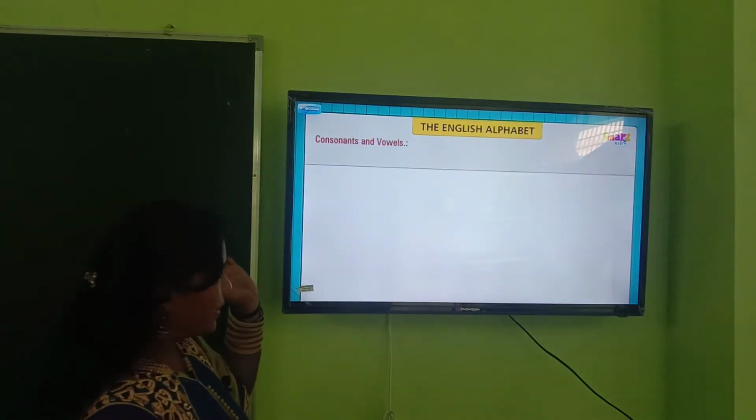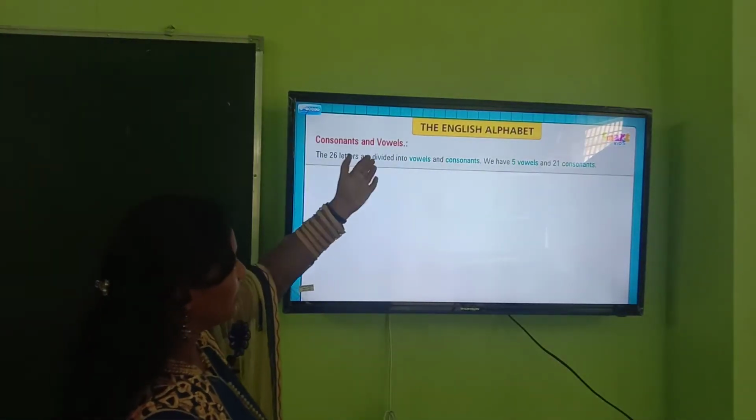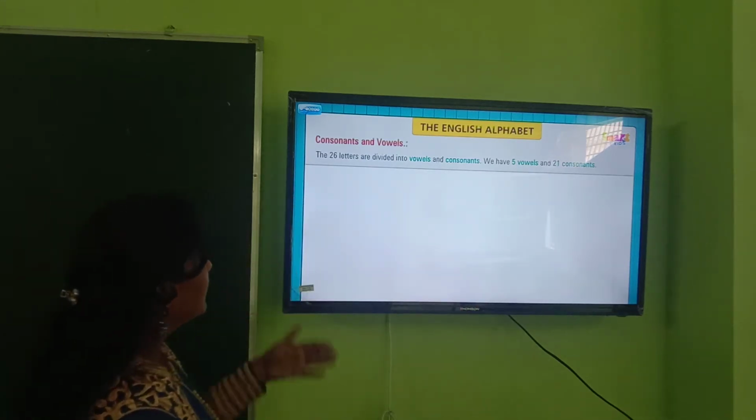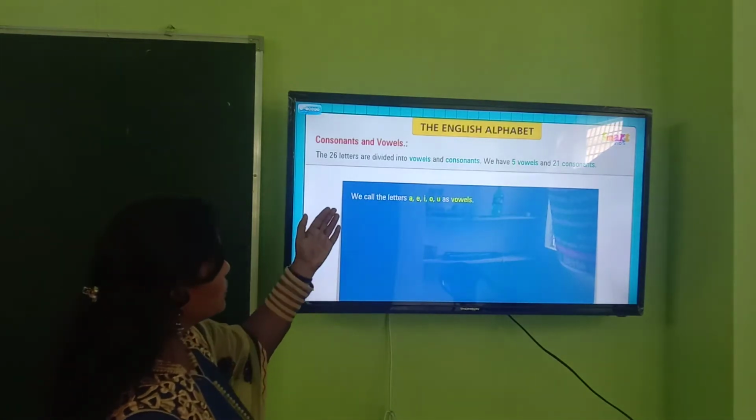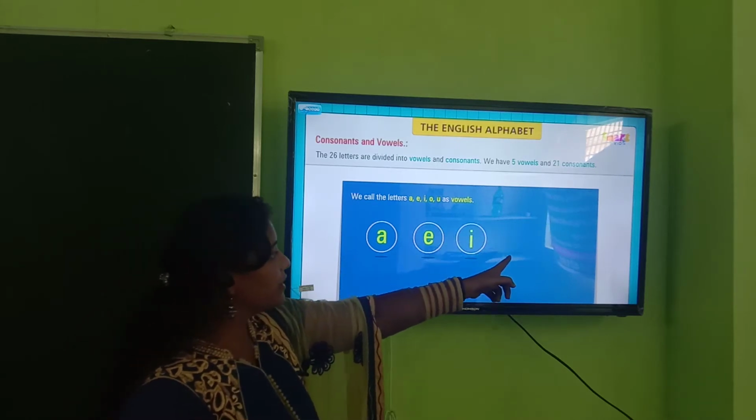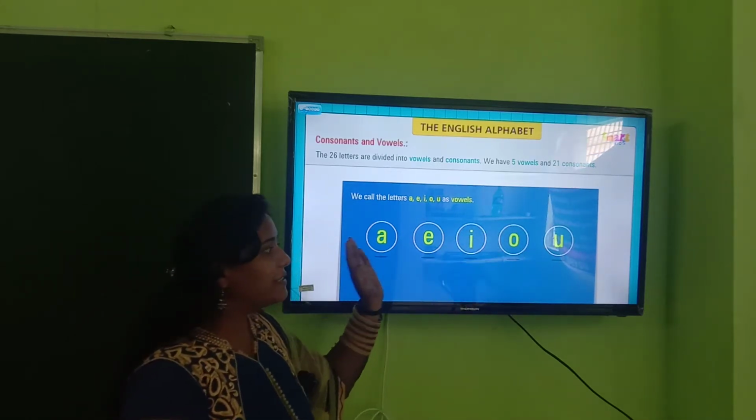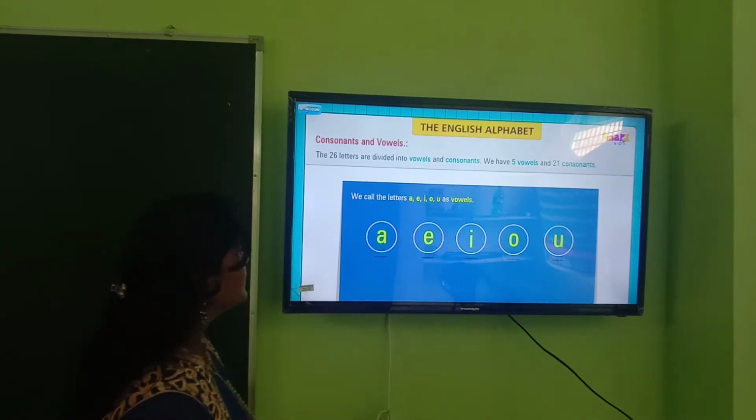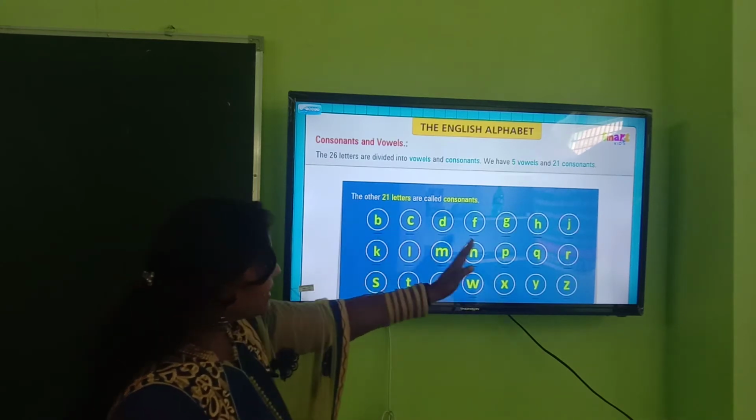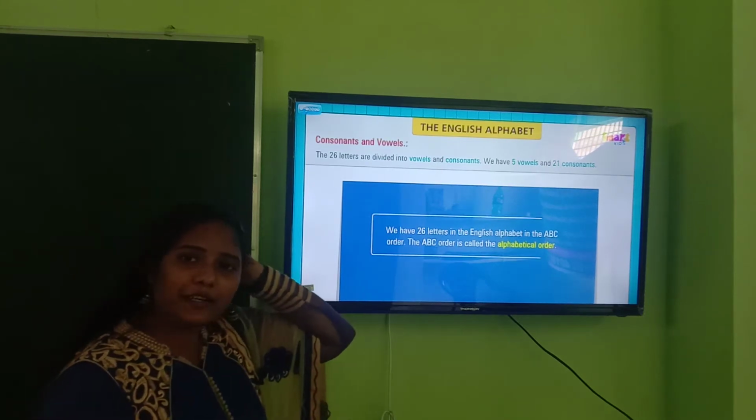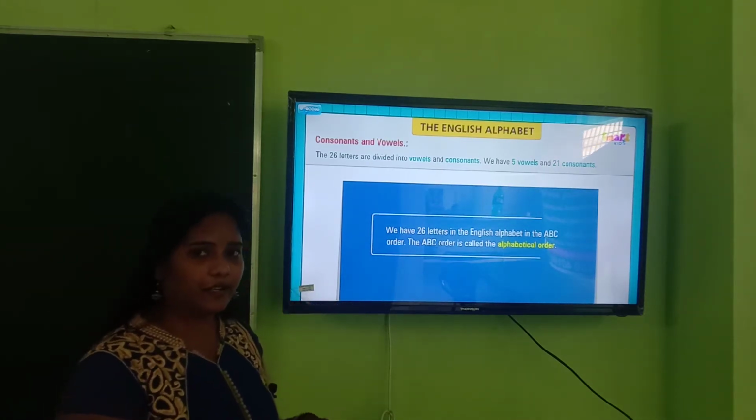In these 26 letters, we have consonants and vowels. Let us see what are consonants and what are vowels. We have 5 vowels and 21 consonants. We call the letters A, E, I, O, U vowels. These 5 letters are called vowels: A, E, I, O, U. The other 21 letters are called consonants. So we have 21 consonants and 5 vowels.